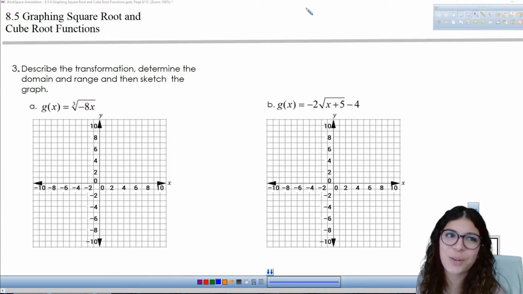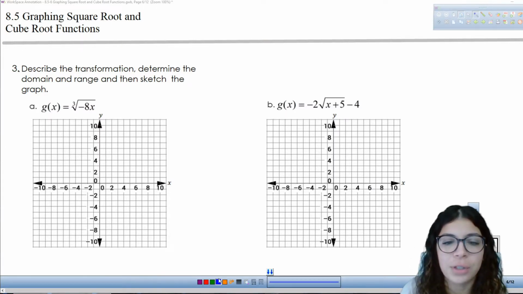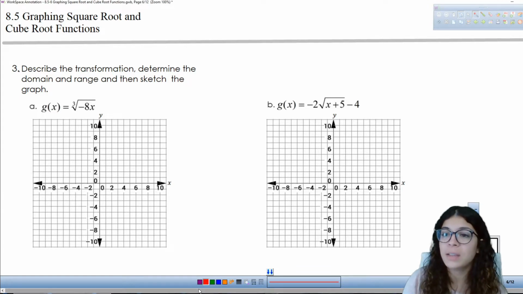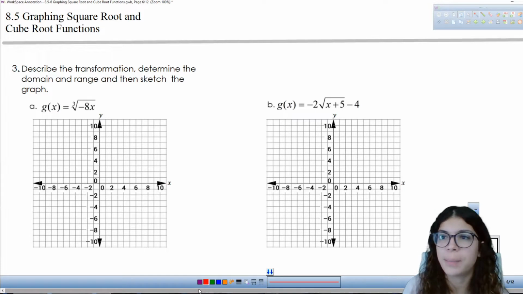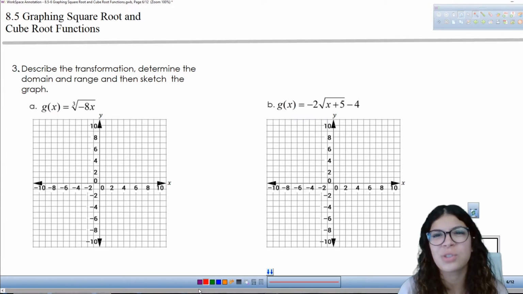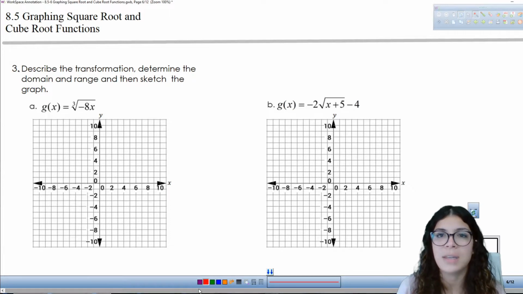All right, hi guys. So welcome to part 2 of graphing square root and cube root functions. So in this video, we are going to cover more complex transformations happening. So not just shifting left, right, up, down, which is very easy to just do with the graph itself. We're going to be needing the key points so that we can then transform those based on the transformations that are given to us on the examples.